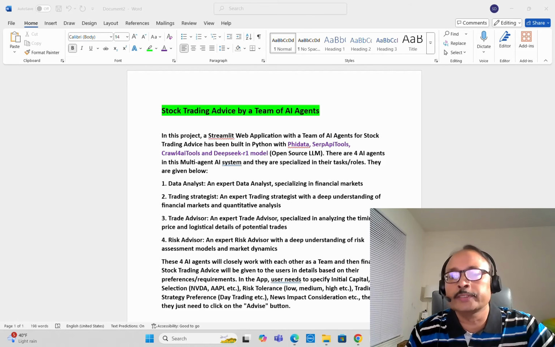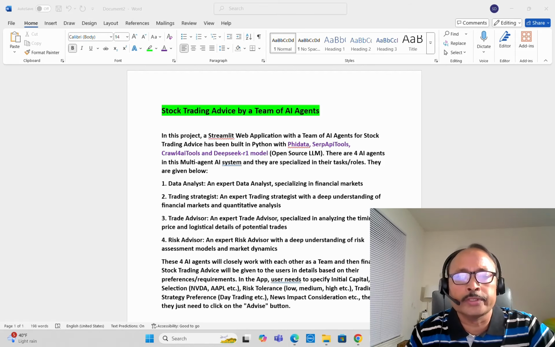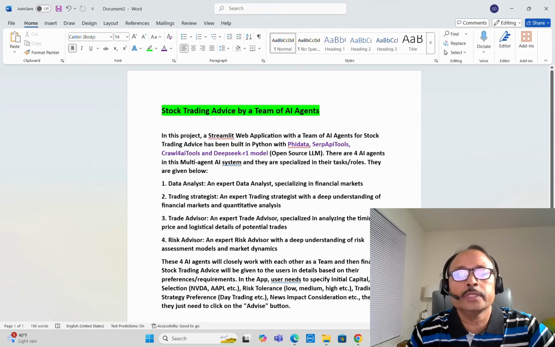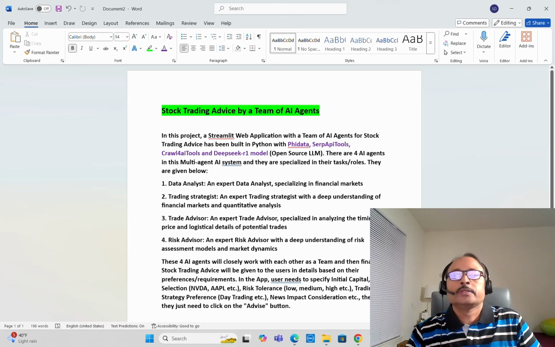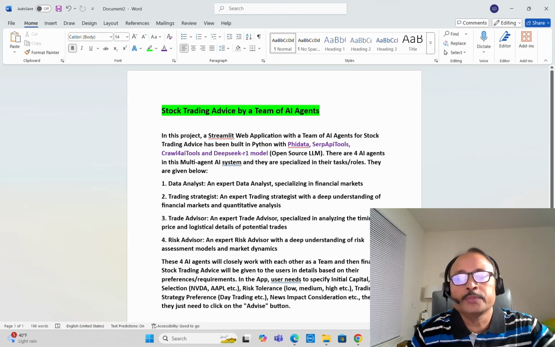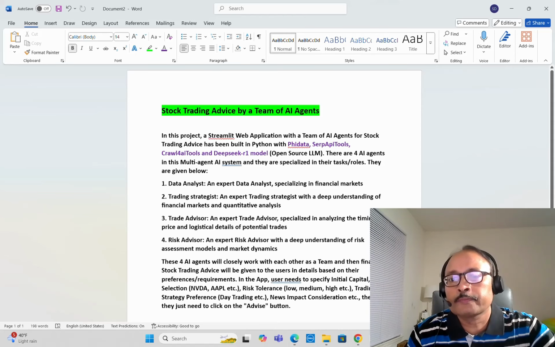So it will do a Google search and then find various relevant websites and shortlist them. And then Crawl4aiTools, this one, will do the web crawling and web scraping part and extract relevant information. And we are using the Deepseek-r1 model, which is an open source LLM. The latest Deepseek-r1 model we are going to use.